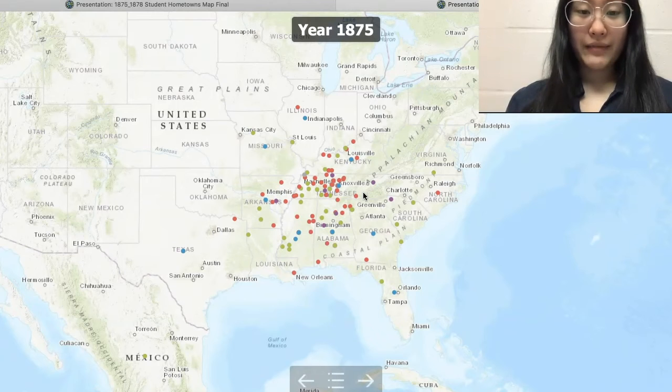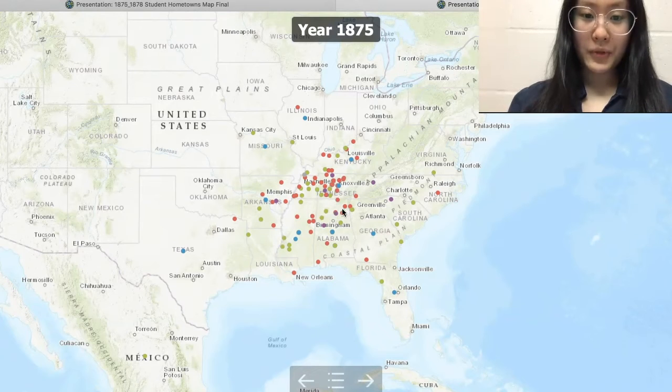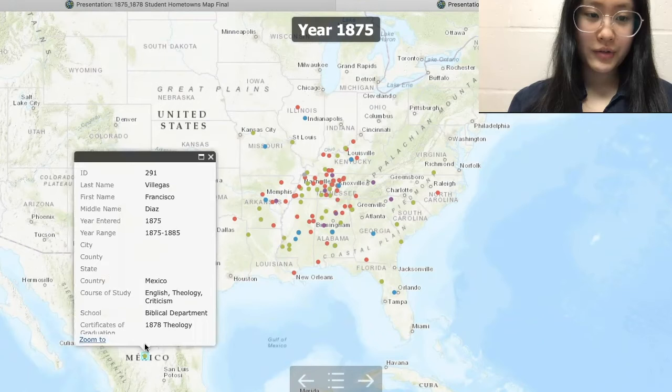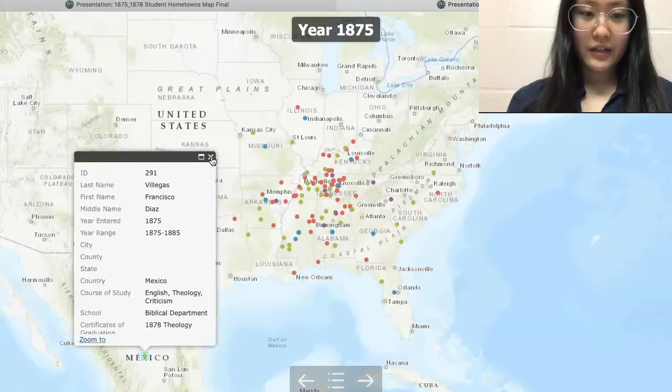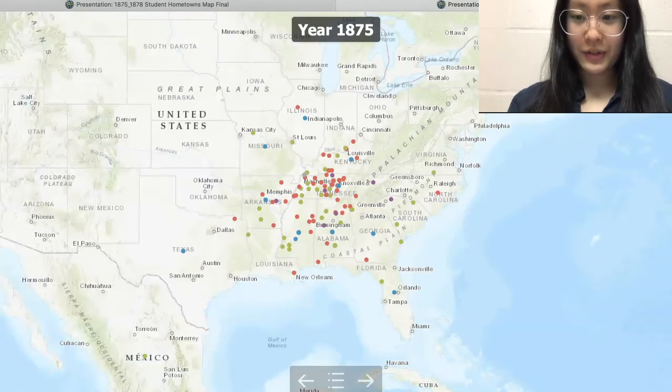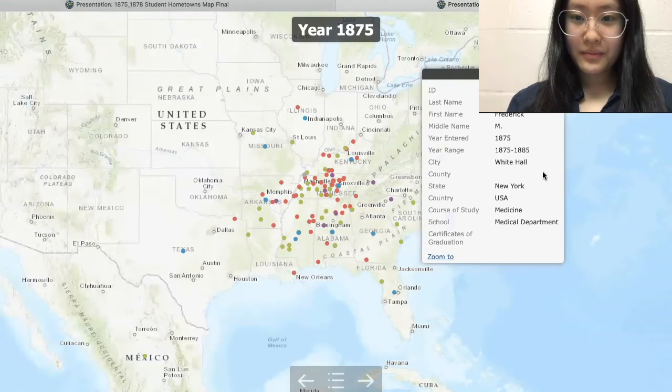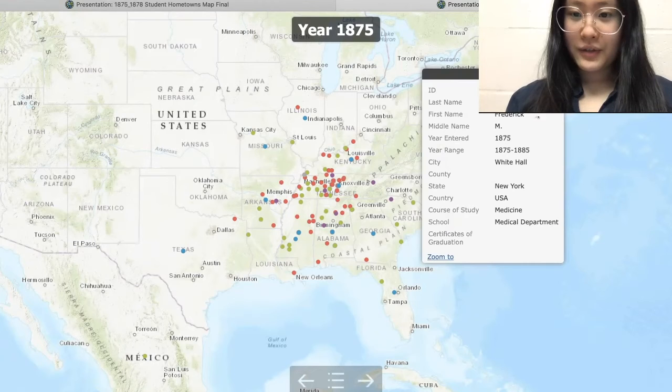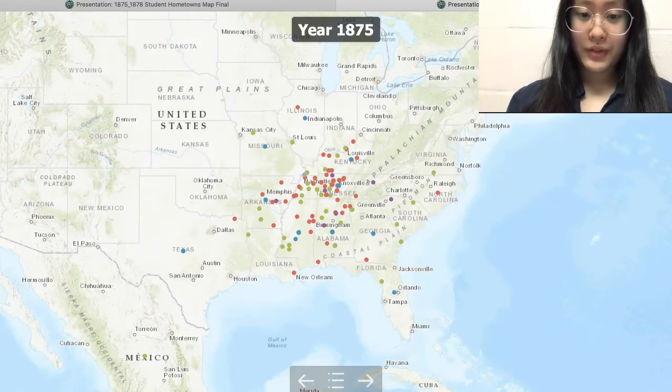So if you see right here, this is the map from 1875, the very first class that entered Vanderbilt. You can see that most people here are from Nashville or the greater Tennessee area. Most dots are very clustered around here. I think there's one person you can see from Mexico, Francisco Diaz, who was on a missionary scholarship. And you can also see this person right here who was also an outlier from New York. But the rest of the people were mostly from around Vanderbilt University.